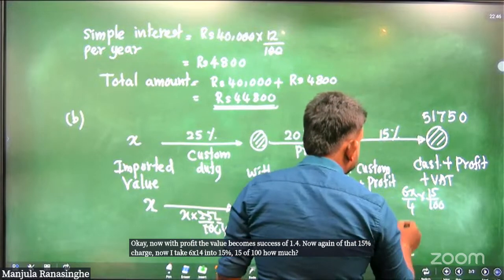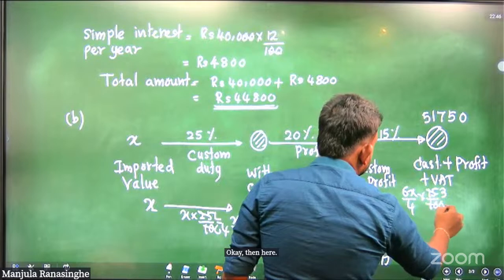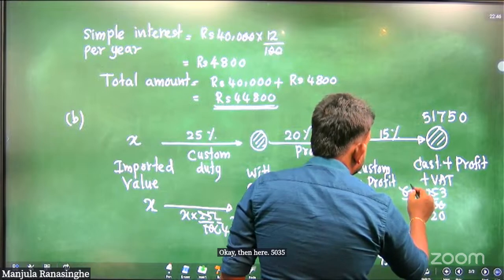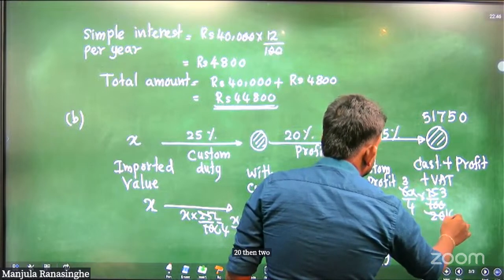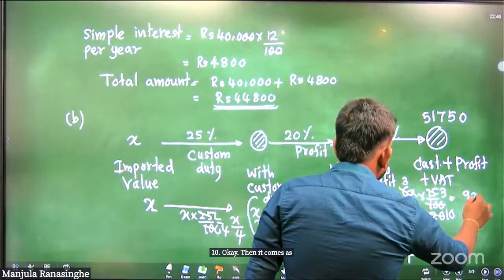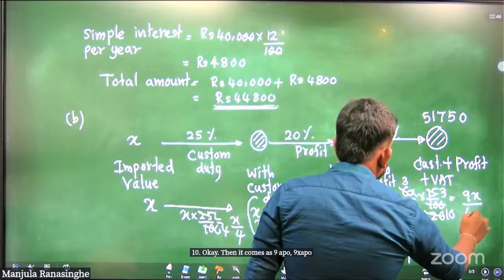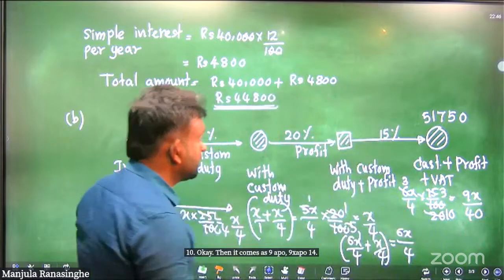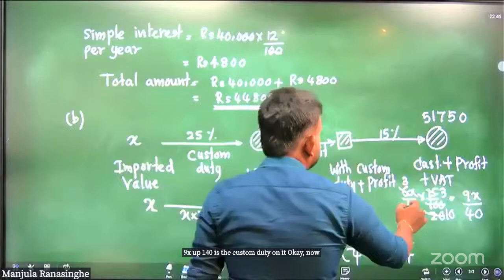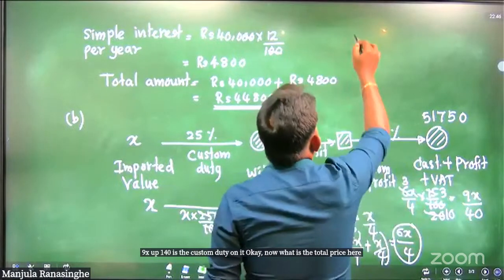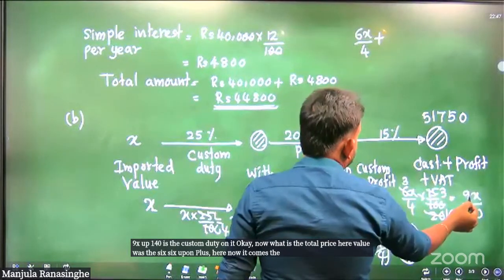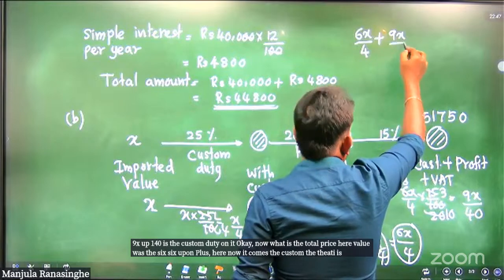Okay, then here 5, 3, 5, 20, then 2, 3, 2, 10. Then it comes as 9 upon 9x upon 40. 9x upon 40 is the custom duty on it. Okay, now what is the total price? Here the value was 6x upon 4 plus. Now the VAT is 9x upon 40.